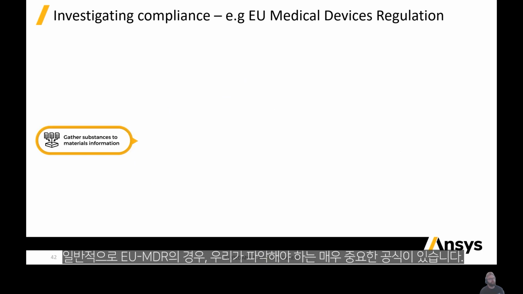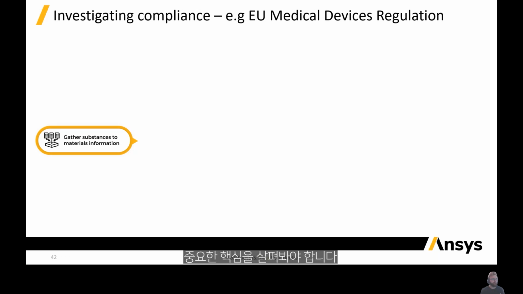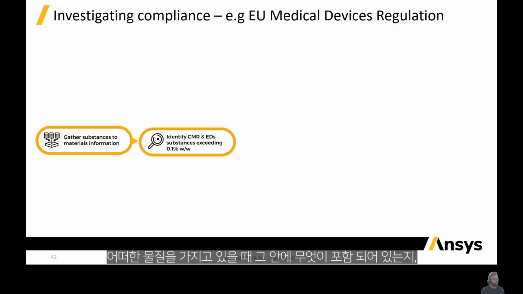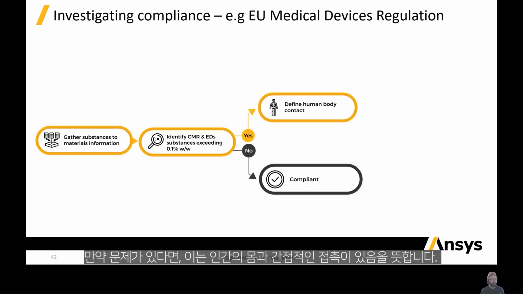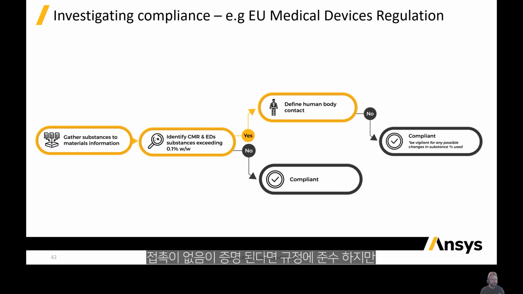And typically, for EU MDR, there's a very specific formula that we need to be able to capture. We need to look at the substance to material links, something that Granta does already, and something that's important is seeing, if I have a material, what is included in it. You need to be able to identify if there are substances that exceed a certain threshold. If there are none, then your device is compliant. If there are some, you have to define: is it in direct contact with the human body? If it's not in contact, it is compliant.